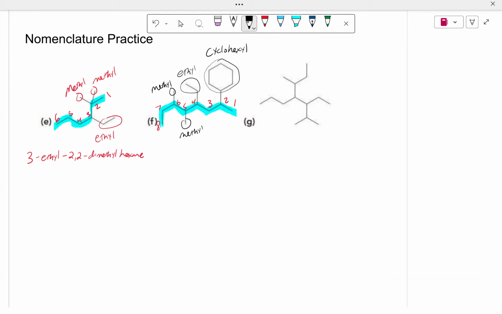Now, when it comes to alphabetizing with cyclohexyl, the C is included in the alphabetizing. So C comes first in the alphabet. So 2-cyclohexyl, and then ethyl's next in the alphabet. 4-ethyl, then 5,6-dimethyl octane.